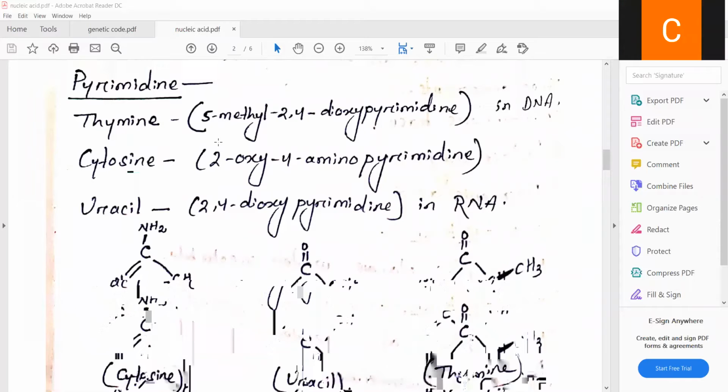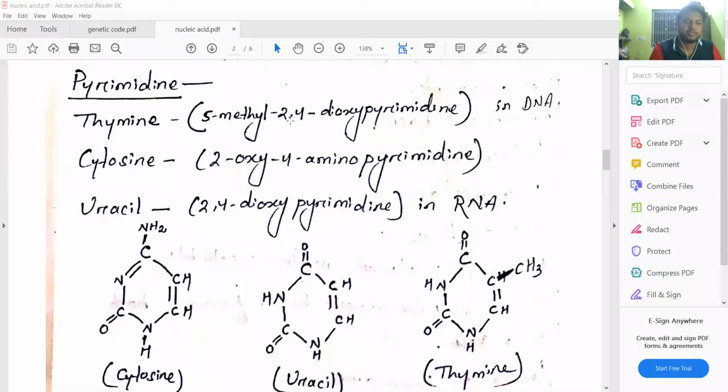Here 5-methyl 2,4-dioxypyrimidine in case of DNA, and in case of RNA, that is your uracil, 2,4-dioxypyrimidine. Thymine is the 5-methyl 2,4-dioxypyrimidine. So this is the number 5 carbon. This is the methyl group, and 2 and 4 dioxy.